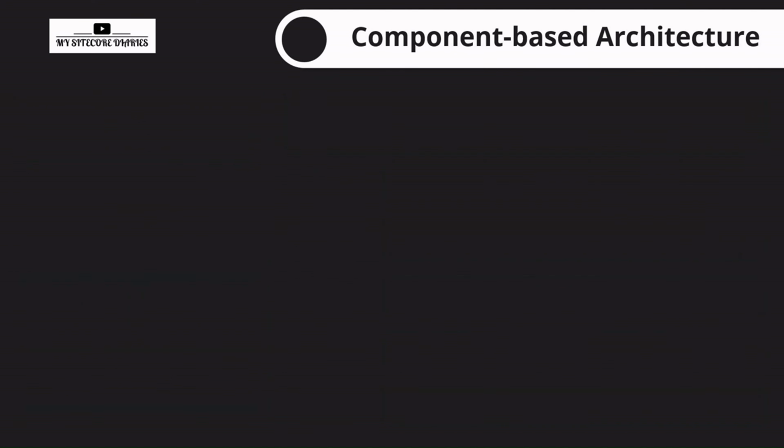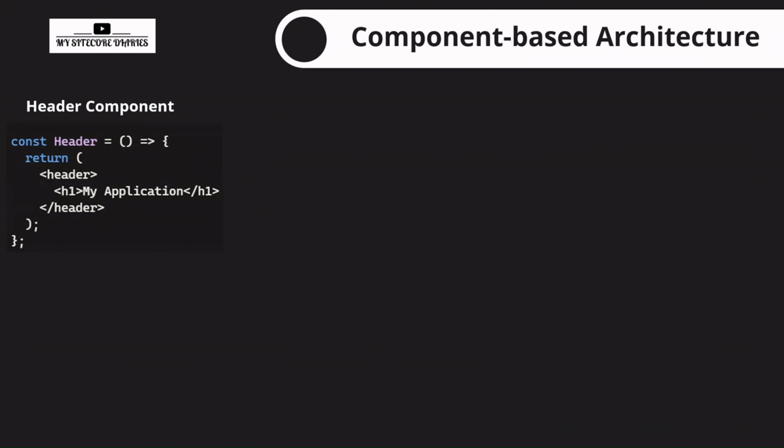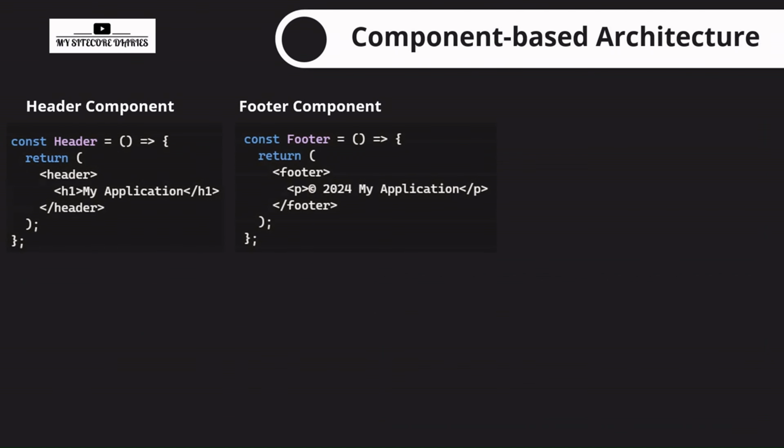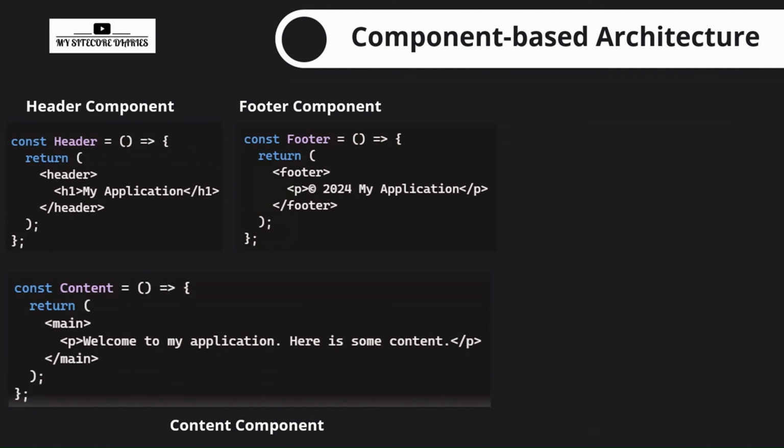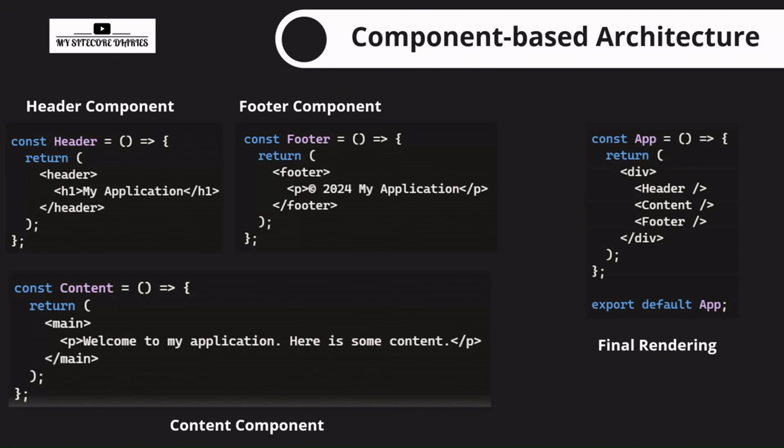Now let's take a real-time example in React. We can create a header component, a footer component and a content component, with reusable and maintainable React code. You can see that this is your header component, this is your footer component, this is the content component. Then in app.js we can add those components to create a page. So if you see here, we have a header, content and footer in the app.js.